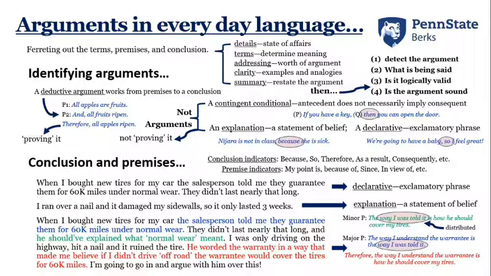If I were to say, the way he should cover my tires is the way I was told it, and the way I understand the warranty is the way that I was told it. Therefore, the way I understand the warranty is how he should cover my tires. At that point, I would have taken the middle term, the way I was told it, and in both the minor and major premise, it would have been in the predicate position. It would never have been distributed. So therefore, I would have had an undistributed middle.